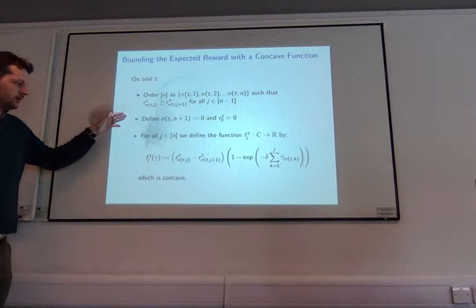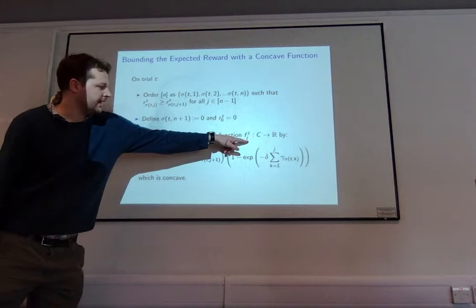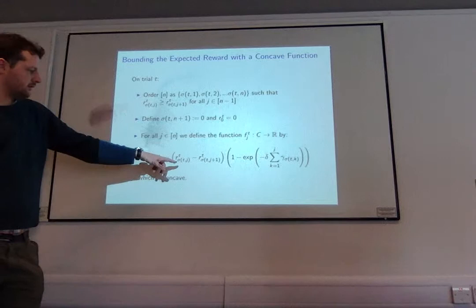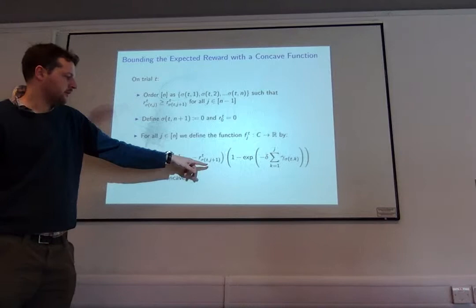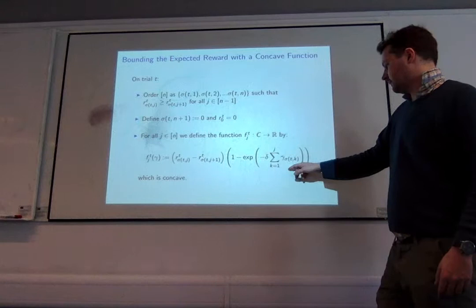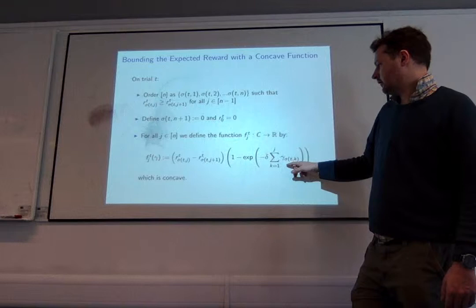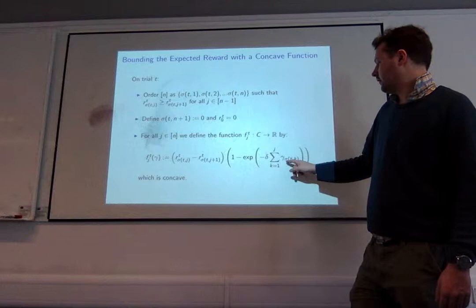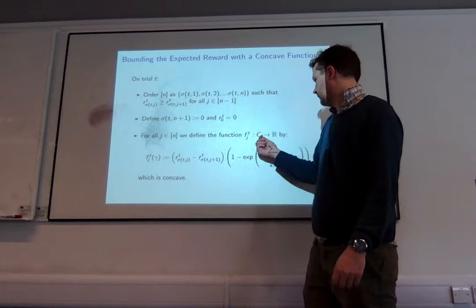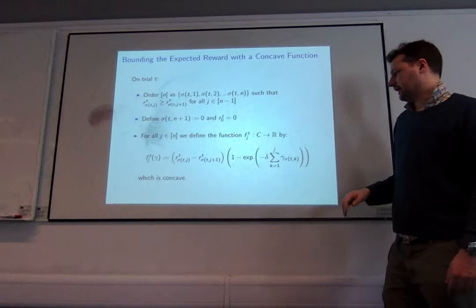Then we define a function f_j, where j is between 1 and n. f_j of t is the reward of the jth node in the ordering minus the reward of the (j+1)th node in the ordering, multiplied by 1 minus x of the sum of the gammas over this index. Gamma is a vector, an element of C. This is a function on gamma, and this is a concave function. So that's great.